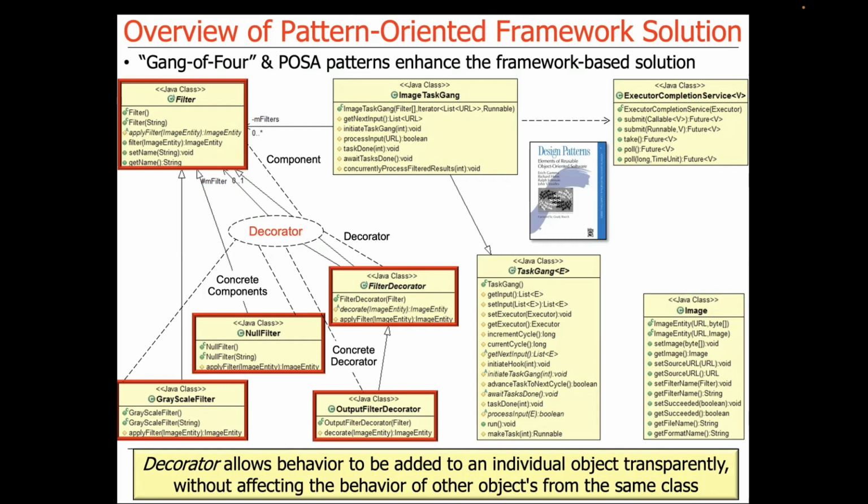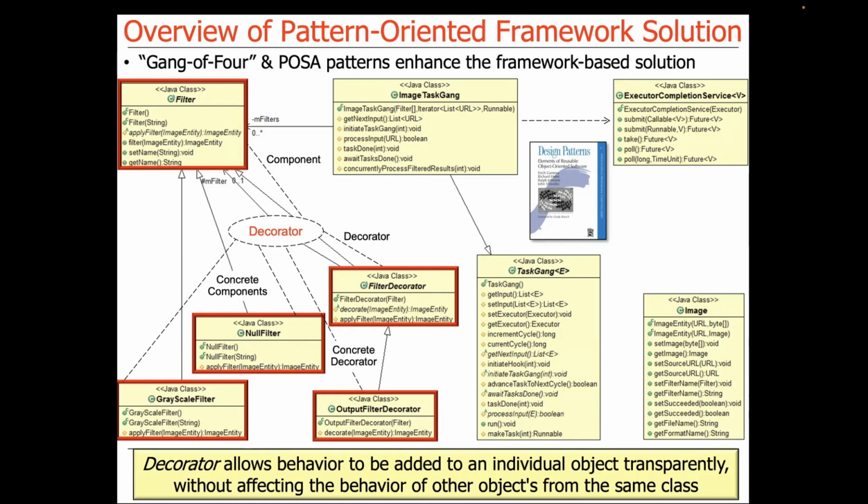And we're going to talk about this pattern in more detail, but in a nutshell, what we're doing here is we're using the Decorator pattern in order to be able to decorate the filter superclass with different kinds of decorators, like a null filter and a grayscale filter and so on, as well as something that can output the results of those filters to a local file on the file system of whatever device we're running the program on.